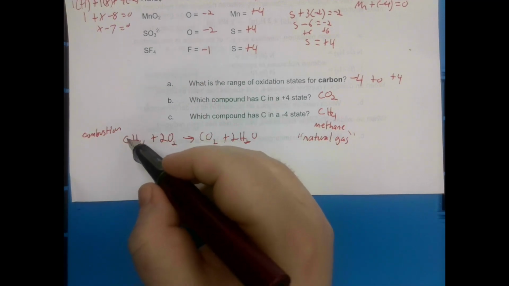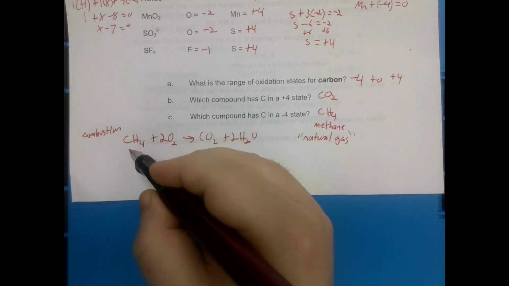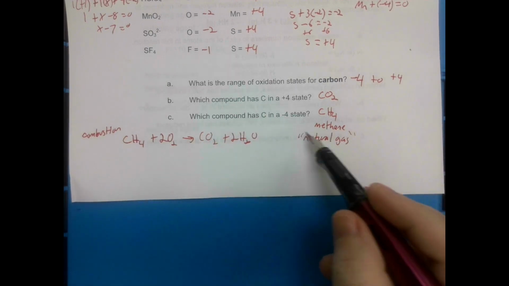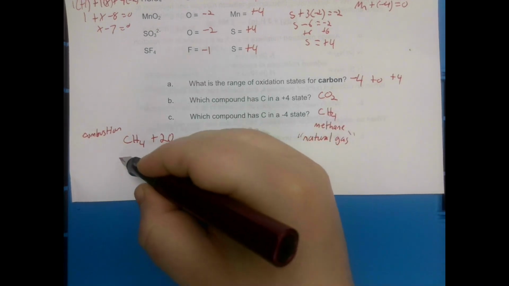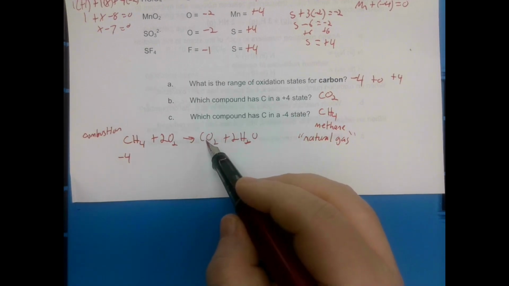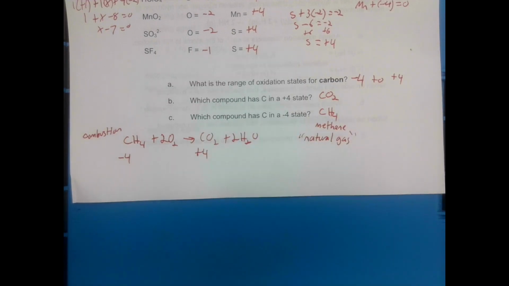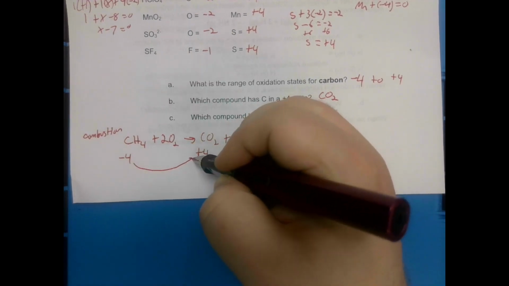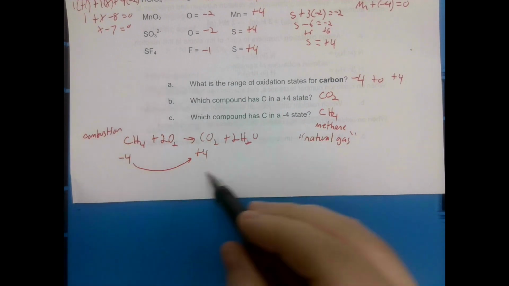What is the oxidation state on carbon? It is -4. And what is it on carbon dioxide? +4. So its oxidation number is increasing. So it's doing what? It's being oxidized.